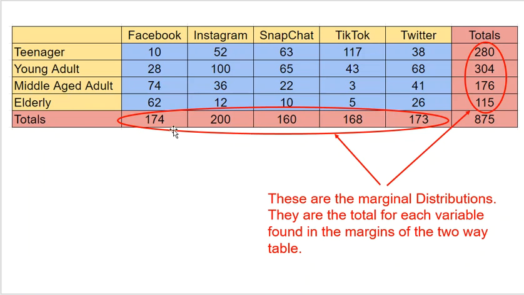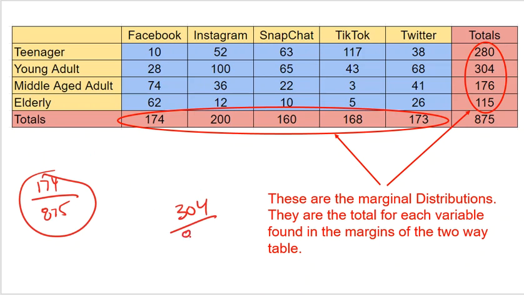Now, of course, any total could be made into a proportion as well. So if I said, what proportion use Facebook? Now I'm going to take the 174, I'm going to divide it by the 875. That would be the proportion of people who use Facebook. Or if I said, what proportion are young adults? That's 304 divided by 875.